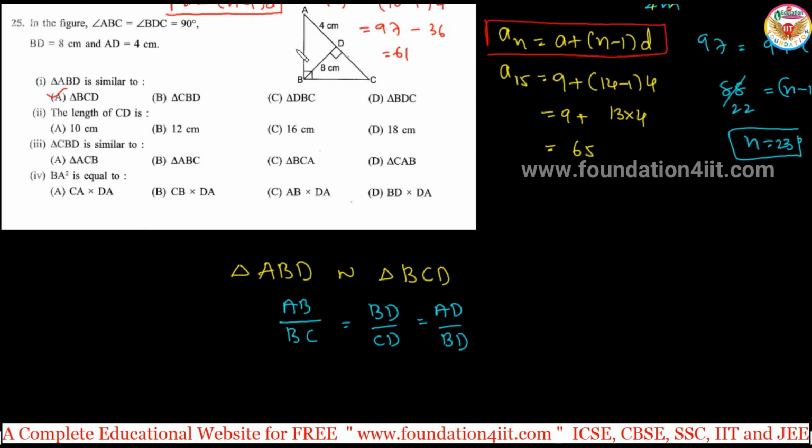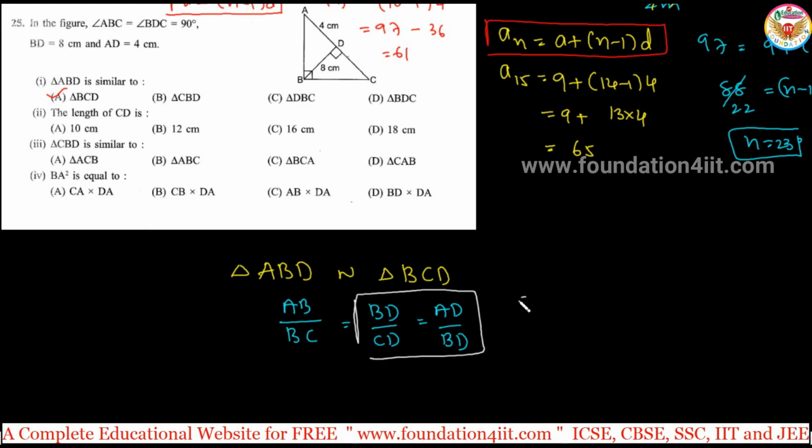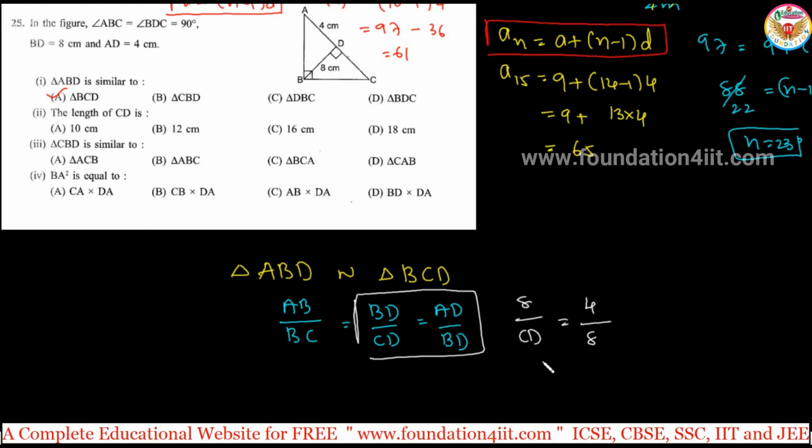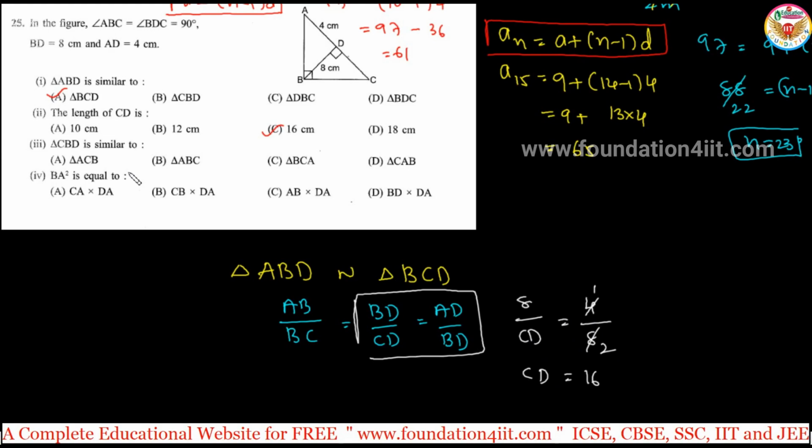AB is not given, so don't take it, and BC is not given. From these both we can take BD by CD, so that is 8 divided by CD, which we have to find out. And next, AD is 4, again BD is 8. Then 4 ones are 4, 2. So CD is equal to 16 by cross multiplication. Okay, 16 centimeters. Right? And one more.